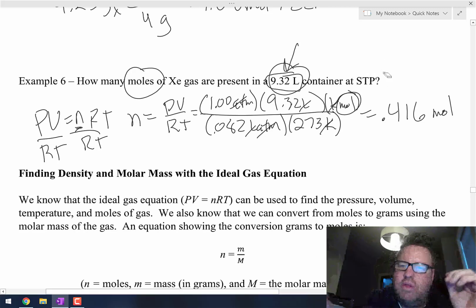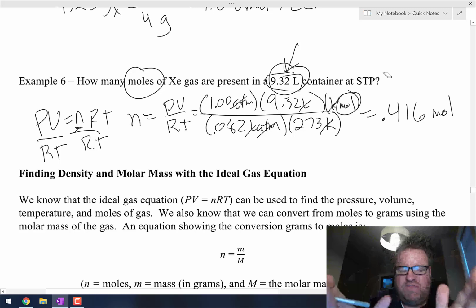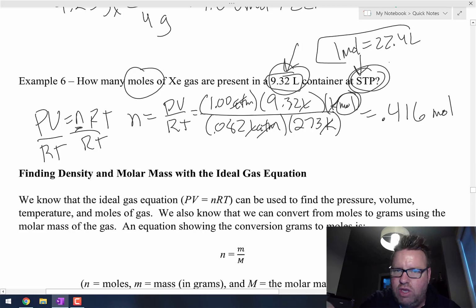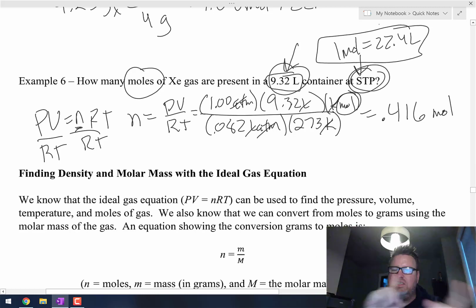STP is just, again, they're just trying to help you. They're telling you, without actually specifically saying this is the temperature, this is the pressure, anytime you see STP, you know that the temperature is 273 and the pressure is 1 atmosphere. You also know that when you're at STP, 1 mole of any gas equals 22.4 liters. And you can use that conversion to easily convert between volume and moles, or vice versa.